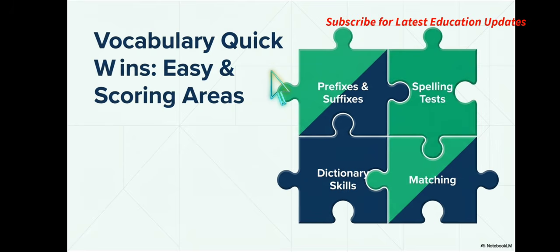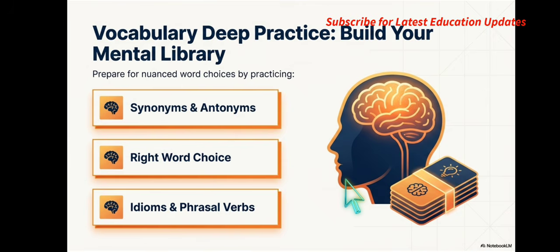So here are the important vocabulary aspects: prefixes and suffixes, spelling test from our textbooks, dictionary skill, and matching. Then if you want to really score in this area of vocabulary, please go to our synonyms and antonyms video, where there are 82 words with Telugu meaning, and you can easily recall and attempt all these 8 marks questions. Synonyms and antonyms, right word choice.